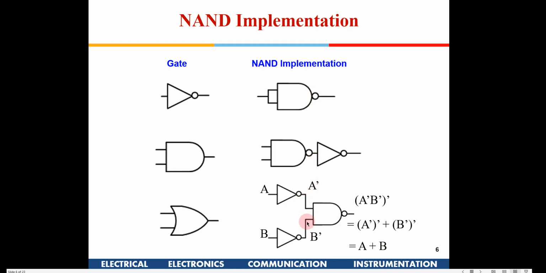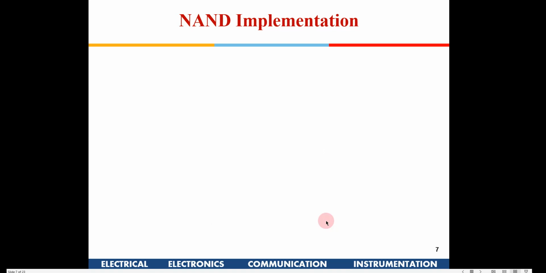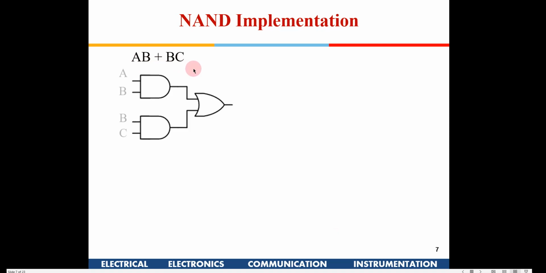So if you remember these three transformations, that will be good enough for the time being for implementing truth table results in NAND form. Okay, now suppose I have to implement the function AB plus BC. This is the simplified function which I finally get. Now I need to implement it in hardware. So this is AB, BC and an OR gate. So how to transform this into a NAND gate implementation?